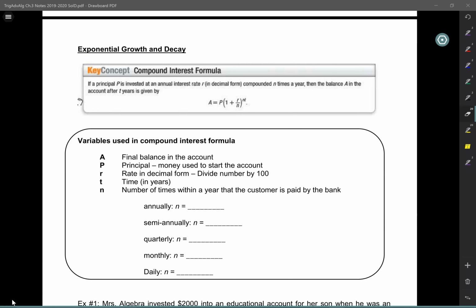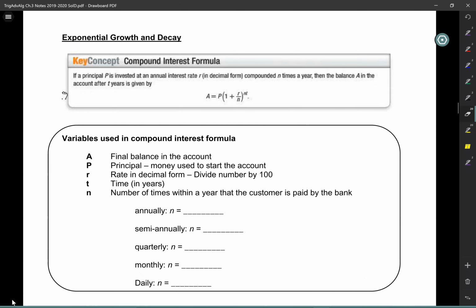For the past 2 lessons, we focused on graphing exponential functions. Today we're going to switch gears a little bit and talk about applications. One place that exponential functions are very commonly used is for calculating compound interest. What compound interest is the following.